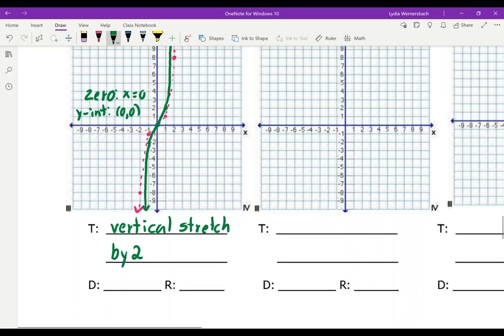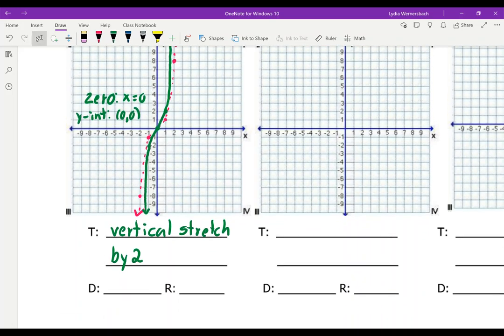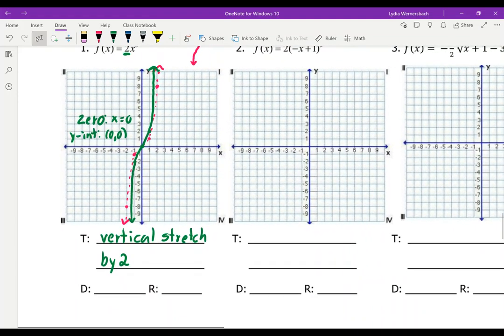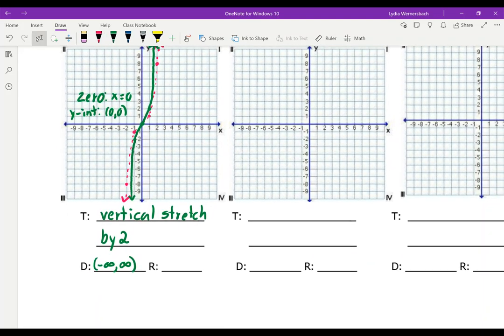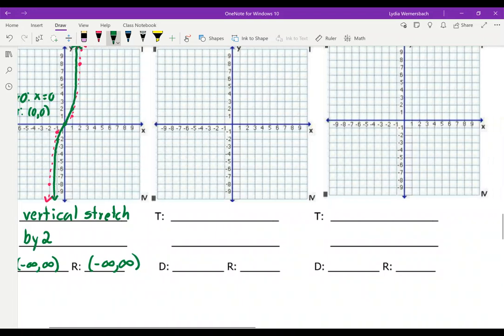Okay. Now, did its domain and range change? Not for this one. Again, domain is still going to be all reals because it's covering left to right. And even though we stretched it, it's still going to eventually cover everything left to right, even though it's skinnier. And then our range is the same thing. It's going to be -infinity to infinity. We're covering all of those y values.